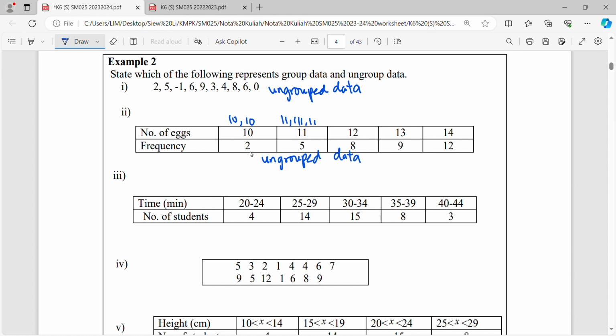When we have too much data, let's say we have 200, you can't list it in 200 rows like that. So better we put it in a table so that we can read it easily. So that one is not grouped data yet.